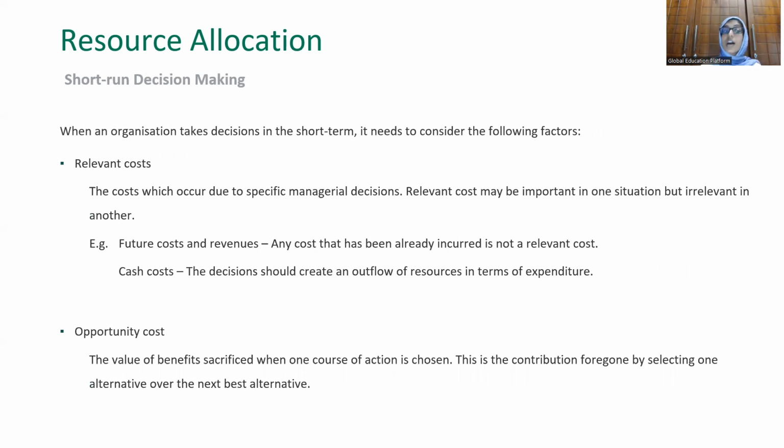Now, what is a relevant cost? Relevant cost is basically a cost which occurs due to specific managerial decisions. A relevant cost may be important in one situation, but it could be irrelevant in another. For example, consider future costs and revenues: any cost that has already been incurred is not a relevant cost. And cash costs: the decision could create an outflow of cash in terms of expenditure.